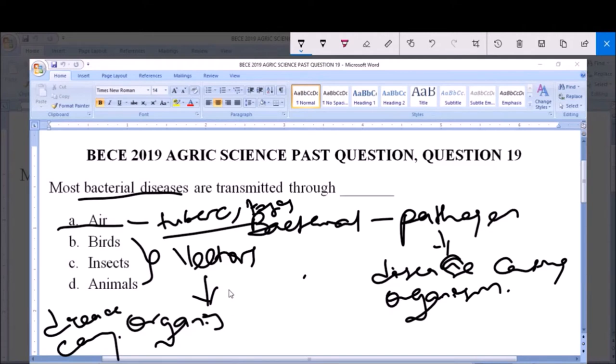Bacterial diseases are transmitted mostly by air. So air is the right answer to this question, because most bacterial diseases are airborne diseases.